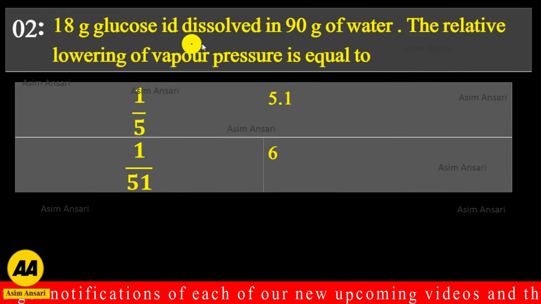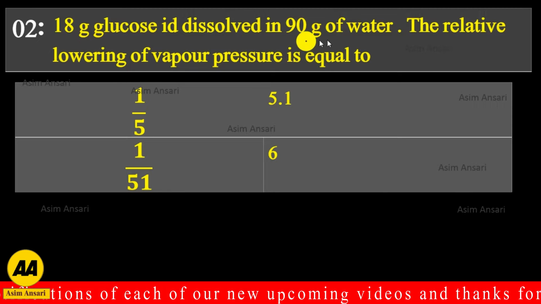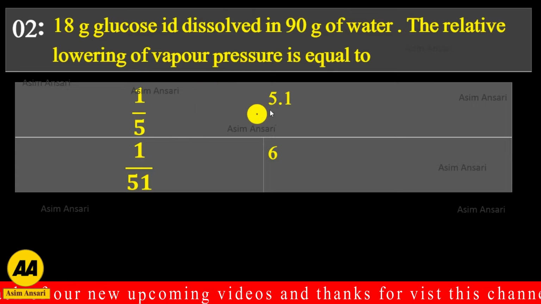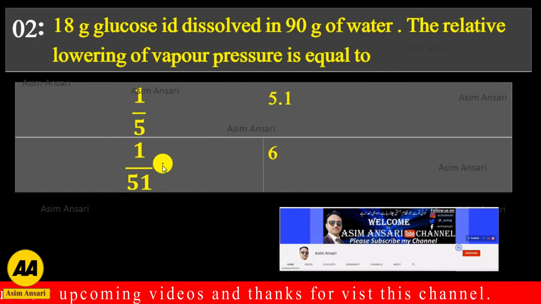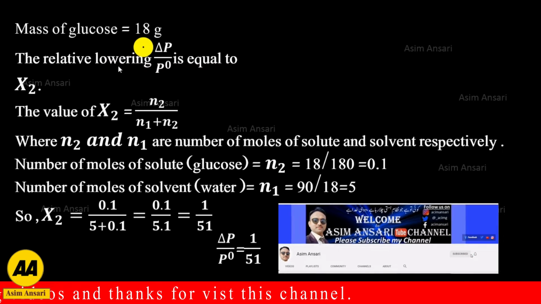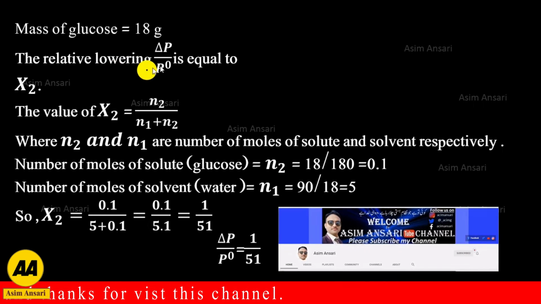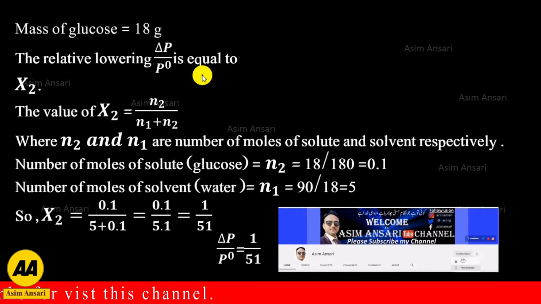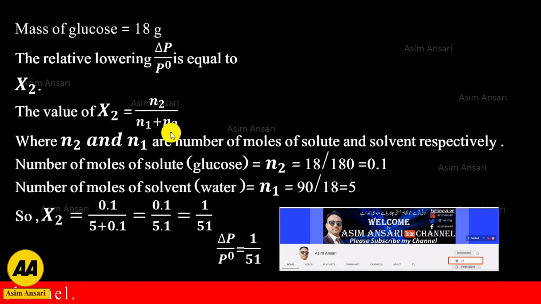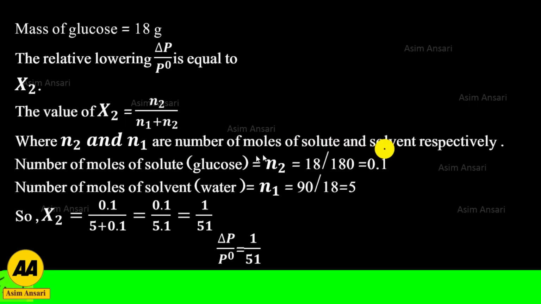Next: 18 gram glucose dissolved in 90 gram of water. The relative lowering of vapor pressure is equal to 1 over 5, 5.1, 1 over 51 or 6. Here mass of glucose is 18 gram and the relative lowering, del P over P naught, is equal to x2. The value of x2 is equal to n2 over n1 plus n2, where n2 and n1 are number of moles of solute and solvent respectively.